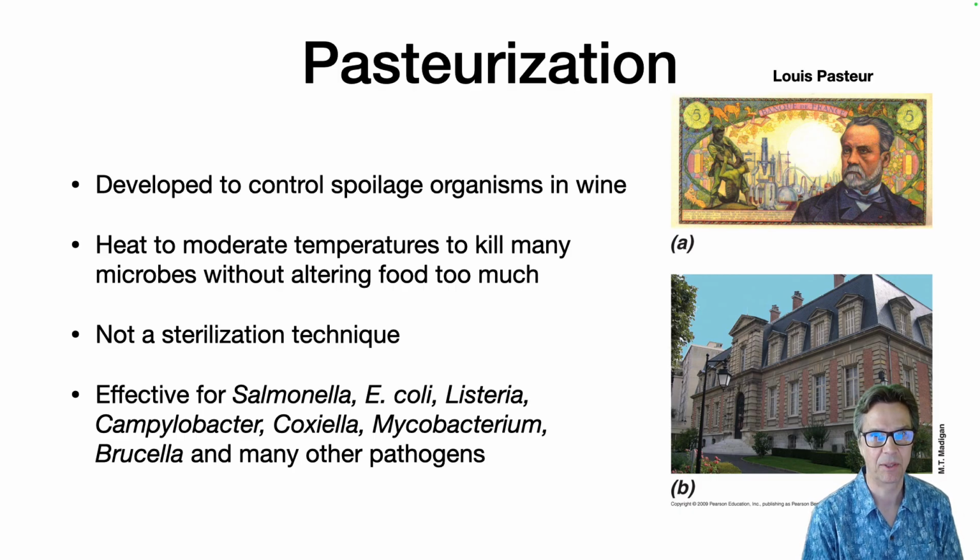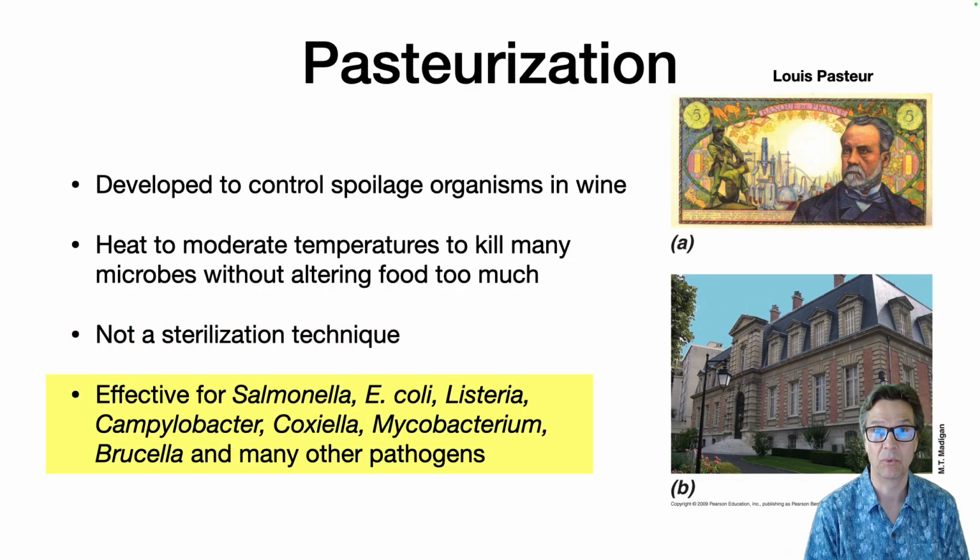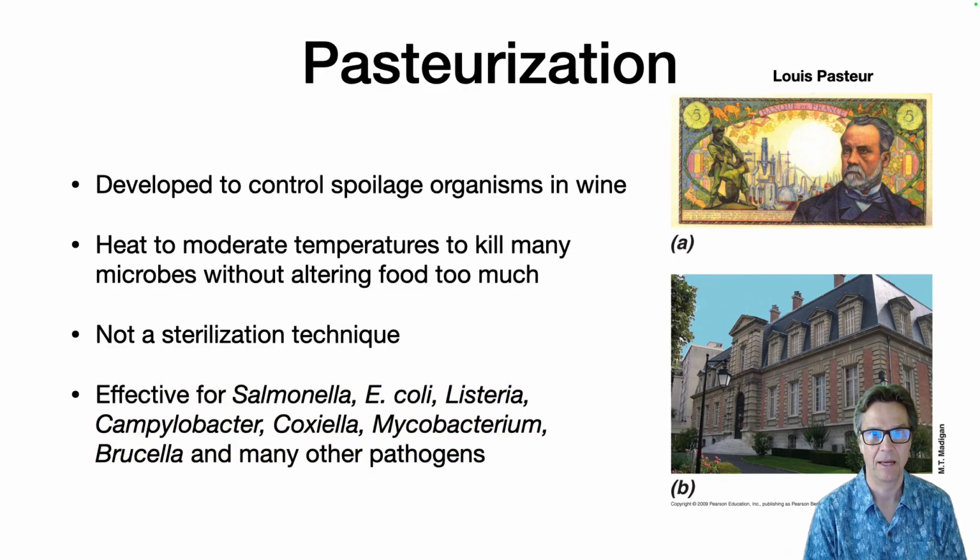Pasteurization is a popular method to control spoilage organisms in many samples. We described the history of pasteurization in Module 1. This method heats samples to moderate temperatures to kill many microbes without altering food properties. Pasteurization is not a sterilization technique. However, it will remove important pathogens, including Salmonella, E. coli, Listeria, Campylobacter, Coxiella, Mycobacterium, Brucella, and more.